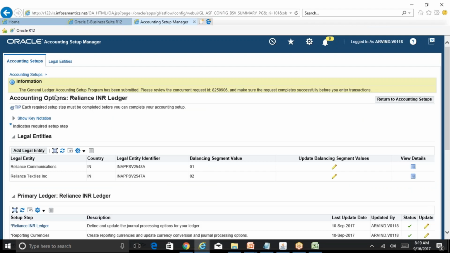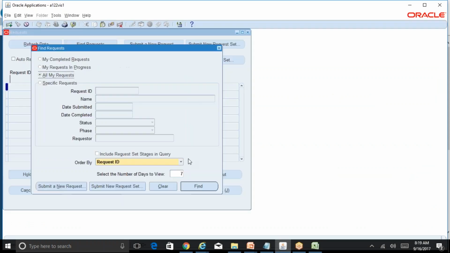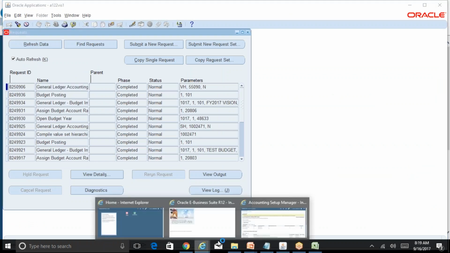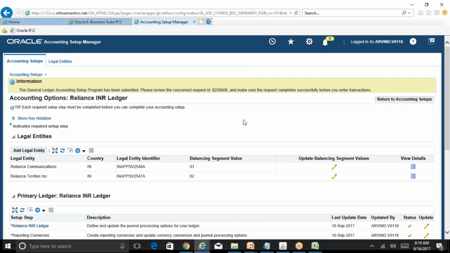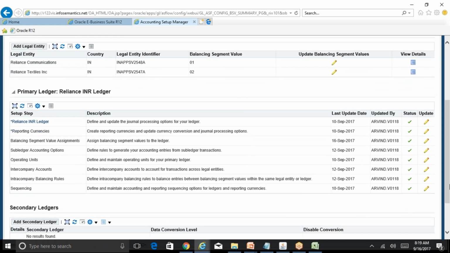And click on complete. So once you click on complete, a request got triggered. As I said, in Oracle, whenever there is a request which gets triggered after the configuration, you need to ensure that the request is completed normal before we proceed with that. Yes, the request is completed normal. The request ending with 0906, it's completed normal.